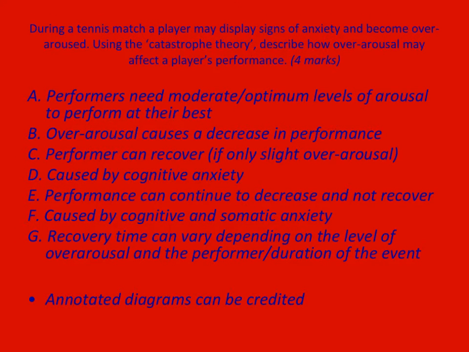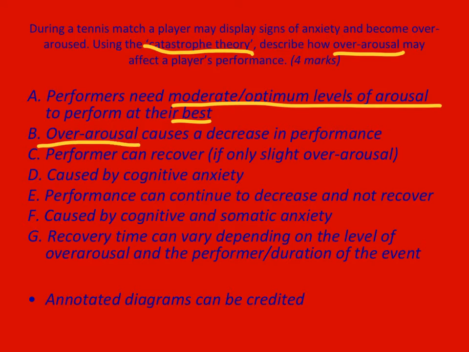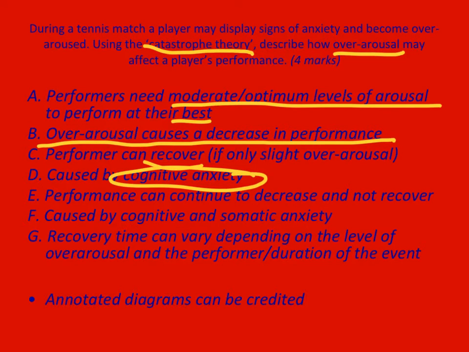So again, a typical example asks you to use catastrophe theory and describe how over-arousal can affect the performance. So you can see that we do get credit for looking at optimal levels of arousal for their best performance, but the over-arousal, so again, describing what happens with the graph is useful, actually causes a decrease in performance. The bits about recovering and linking it to the cognitive anxiety are also going to get you credit. So you can see again, looking at the two things combined here. So that's our arousal theory.